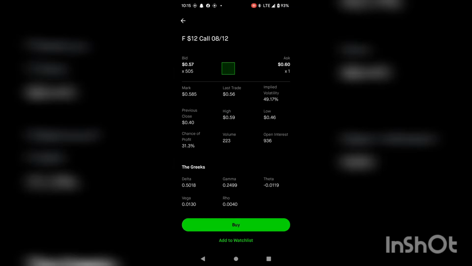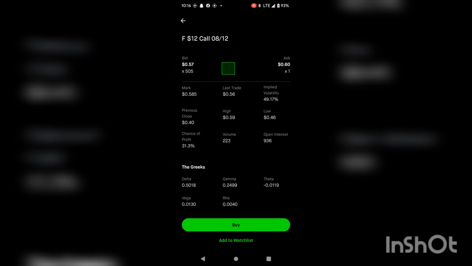So delta, very, very important. The most important thing to remember about delta is that, generally speaking, this is not the actual definition, but it generally gives you an idea of what percentage chance you have to make money. So when you look at the delta, it's 0.5018. It says you have about a 50-50 chance of making money on this trade.